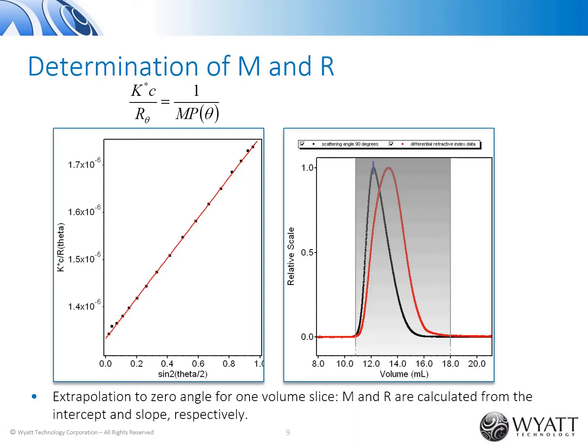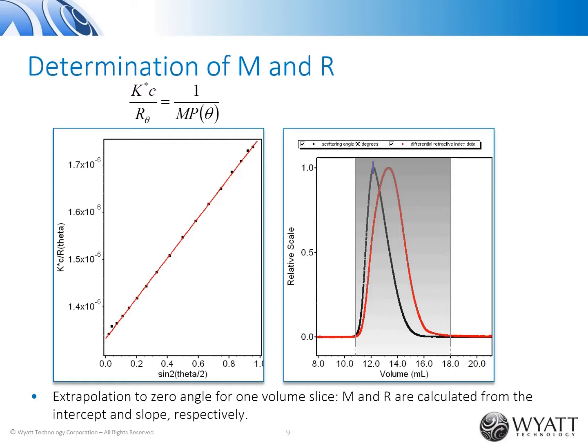To calculate the molar mass and size, we plot the concentration divided by the scattering intensity versus angle. From the intercept of the regression line, we get the molar mass, and from the slope, we can calculate the mean square radius. The result of our MALS measurements is molar mass and size for every slice of the fractogram.